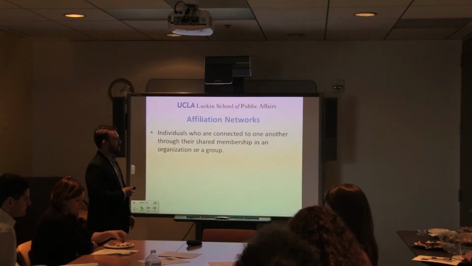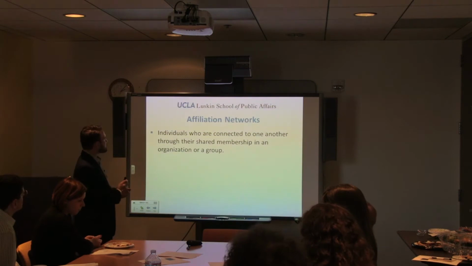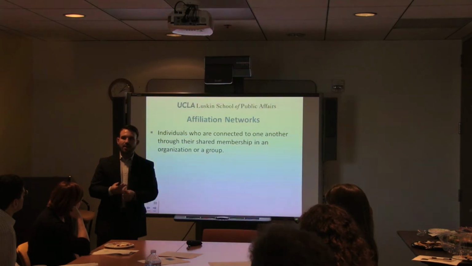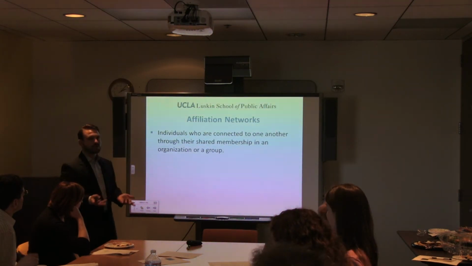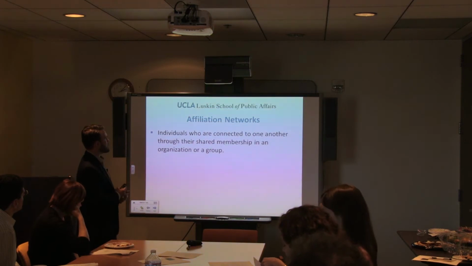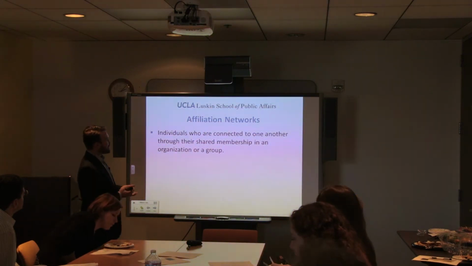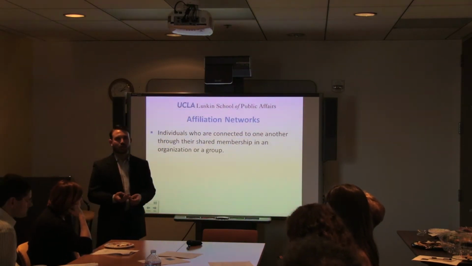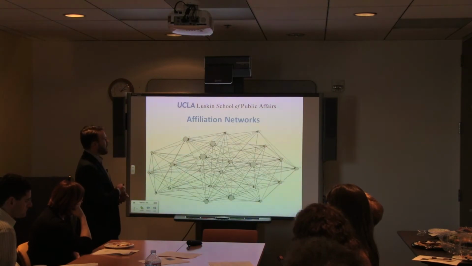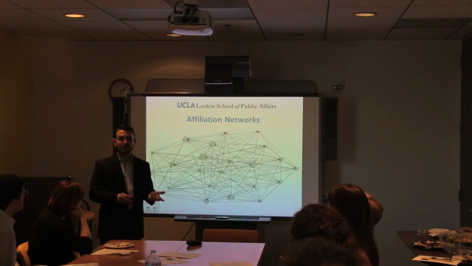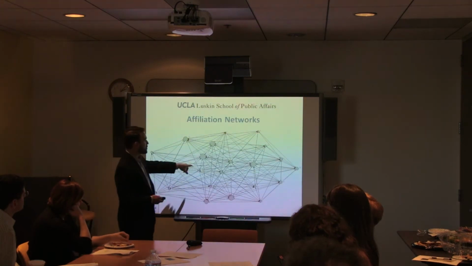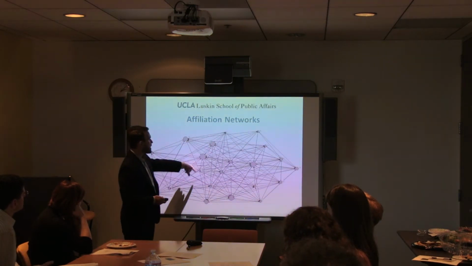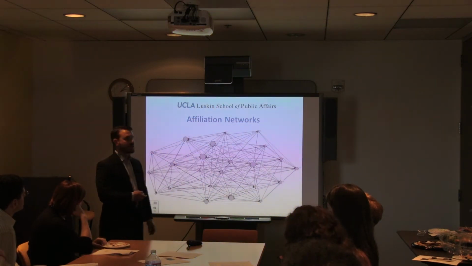had communication with. The type of network that I'll focus on talking about today are what are referred to as affiliation networks or two-mode networks in social network analysis. In these, individuals are connected to one another through their shared membership in an organization or a group. An affiliation network might look very similar to a sociometric network, but here instead of actual interpersonal ties, actual relationships, the ties are co-membership in a group or an organization.